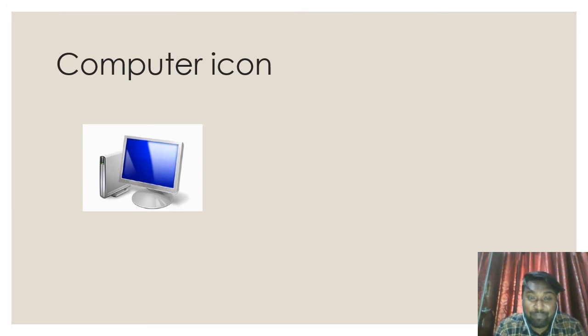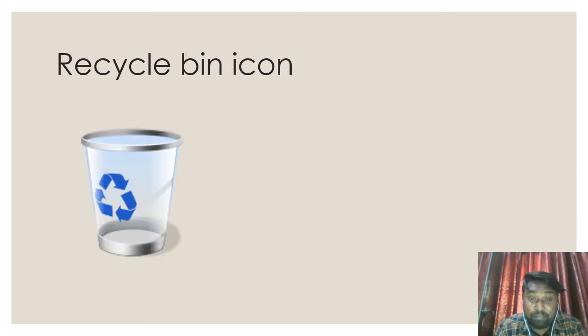First one is the computer icon. See this computer icon, we can see the small computer picture, so that we can identify it. In this place we can see local area devices and disk storage area, main memory, everything we can see here. It's the computer icon. The next one is the recycle bin icon.